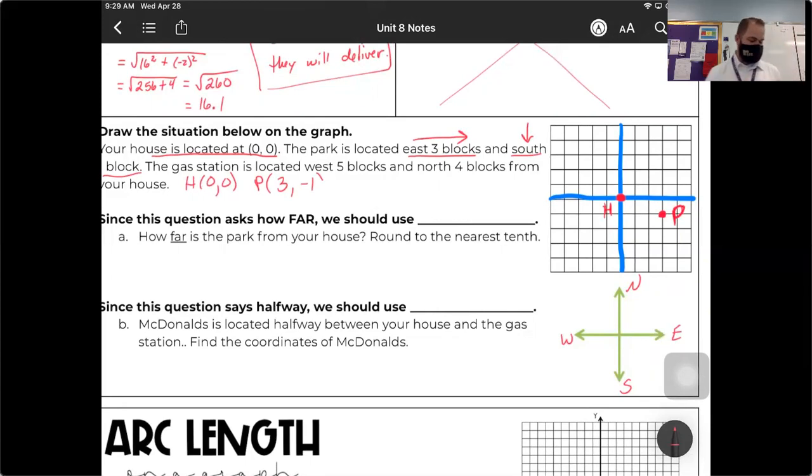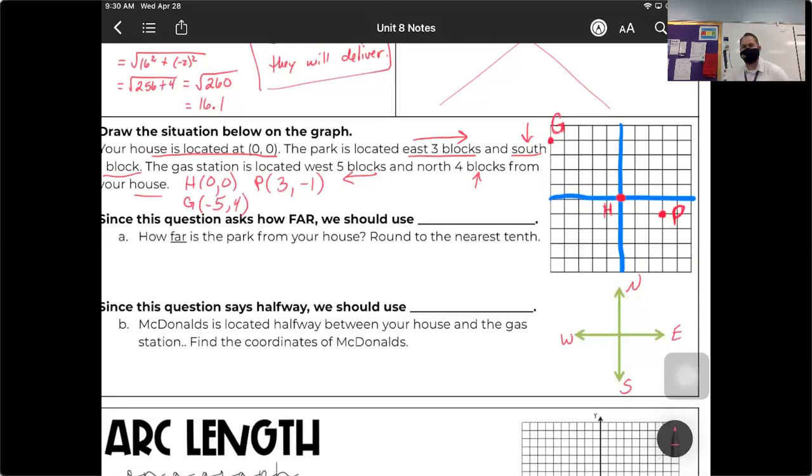Now let's find the coordinates of the gas station. That's the next one. Gas station is located west 5 blocks and north 4 blocks, again, from your house. So we're going back to the origin. We're going to go west 5 blocks. That's to the left 5, and north is up. Left 5, north 4. That puts the gas station way up there on the top left. Almost all the way at the top of the graph. Not quite. So the gas station would have coordinates of -5, 4.